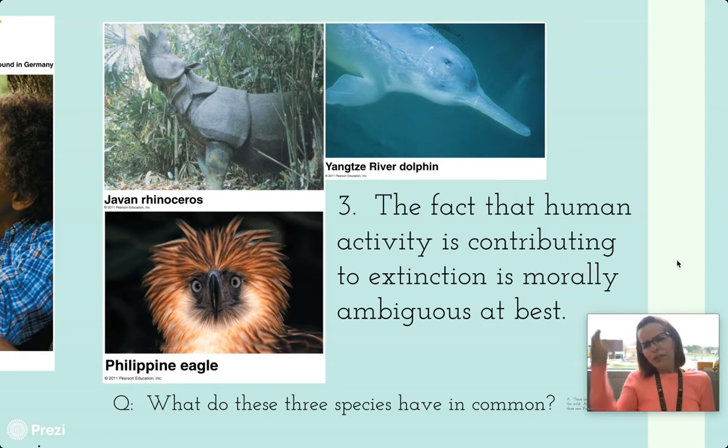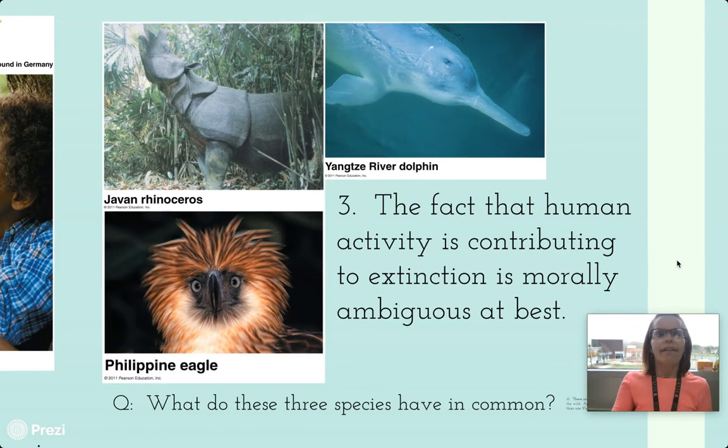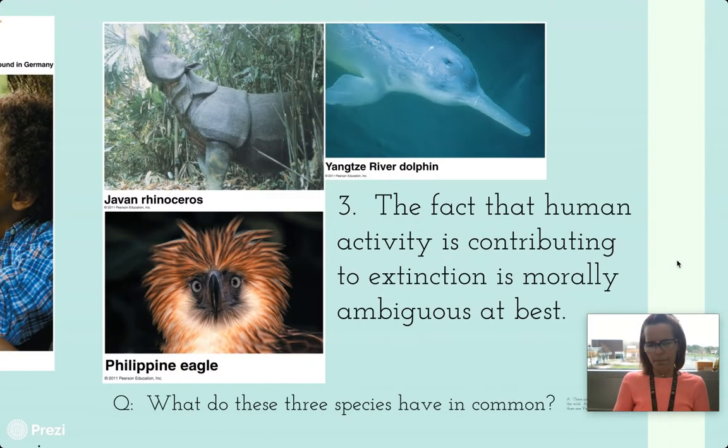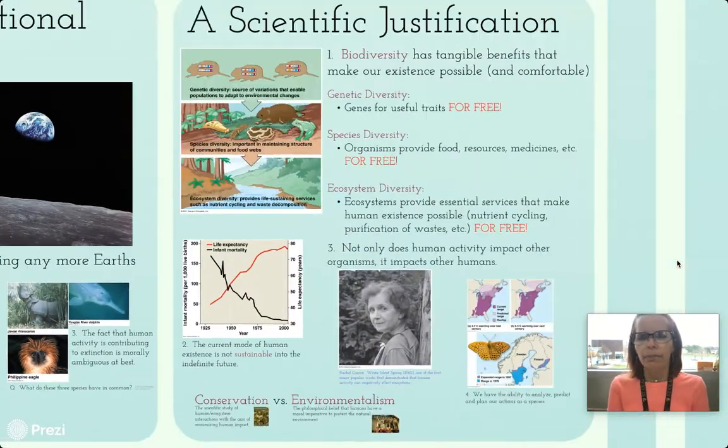Okay. Question right here. What do these 3 species have in common? There are less than 100 individuals in the wild. This prezi is actually a few years old, so I don't know the actual number of these animals that are in the wild, but that's what they have in common. So very sad. Breaks my heart.